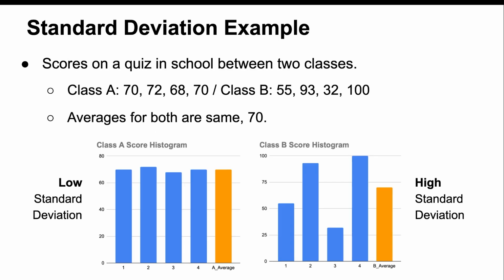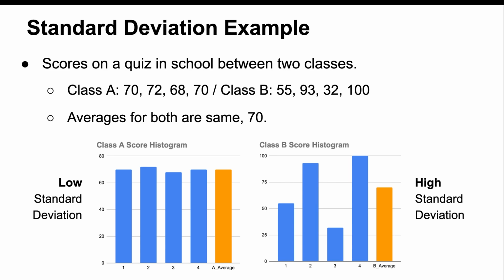So the formula for calculating standard deviation involves finding the mean of the dataset, calculating the difference between each data point and the mean, squaring those differences, finding the average of those squared differences, and taking the square root of the average. Let's compare two classes that took the same tests. Class A scored 70, 72, 68, 70. So the mean is 70. Each score is very close to the mean. Standard deviation is really low here.